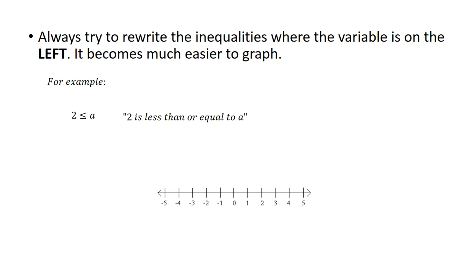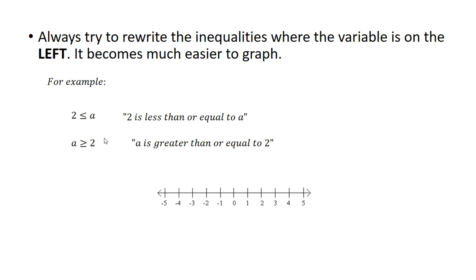So we're always going to want to try to rewrite the inequalities where the variable is on the left. It becomes much easier to graph. So for example, we have 2 is less than or equal to a. Right now the variable is on the right, so it's kind of hard to know how to graph it. So to change it, I like to look at the inequalities as an alligator, and the alligator always eats the larger number. So in this case, the alligator is eating a, so a is the larger number. So if we were going to rewrite it to where a is first, we're going to have a is greater than or equal to 2.